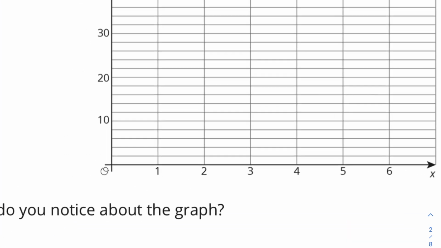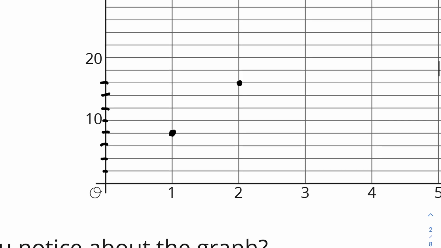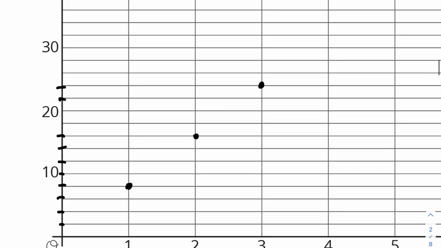So 1, 8. I'm going to zoom in a little bit here. We can see we've got 2, 4, 6, 8, 10. Each line represents 2, so 1, 8 would be right here. 2, 16, 12, 14, 16. 2, 16 would be right here. Now it's 3, 24, 22, 24. So that would be right here.